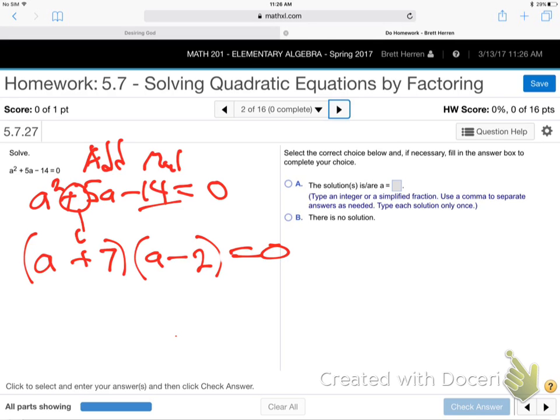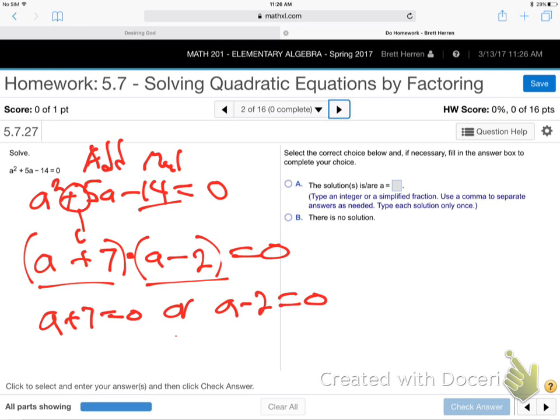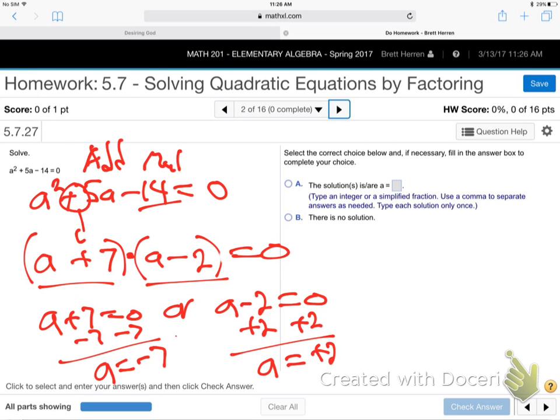And logically, if two things are multiplying to be 0, the first one can be 0, or the second one can be 0. Either one can be 0 to make them multiply and equal 0. So how do you solve that? Just subtract 7, so A is minus 7. Add 2, A is plus 2. In other words, it's always the opposite sign of what it is in the parentheses, isn't it?